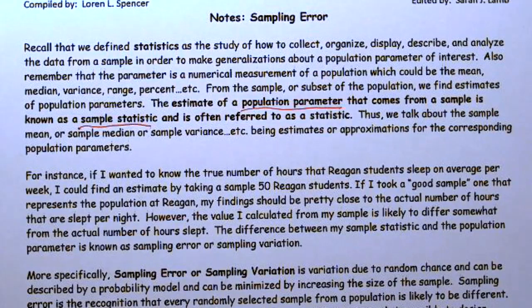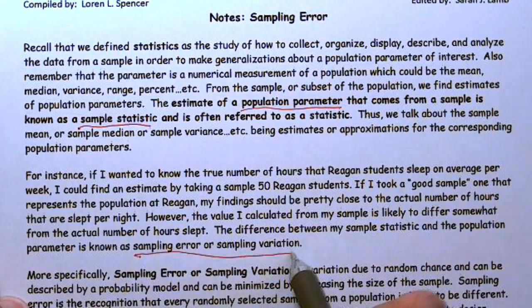For instance, back to if I wanted to know the true number of hours that Reagan students sleep on average per week, I could find an estimate by taking a sample of 50 Reagan students. If I took a good sample, one that represents the population of Reagan, my findings should be pretty close to the actual number of hours that are slept. However, the value I calculated from my sample is likely to differ somewhat from the actual number. Okay, the difference between my sample statistic and the population is known as sampling error or sampling variation. Notice that word variation because that's going to help you with a multiple choice problem.